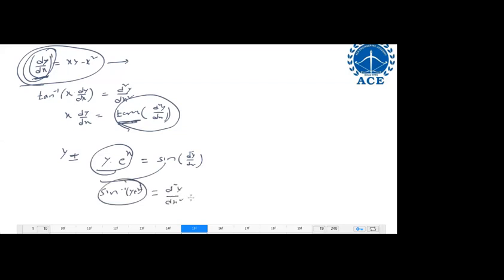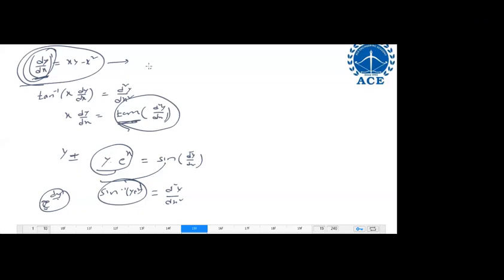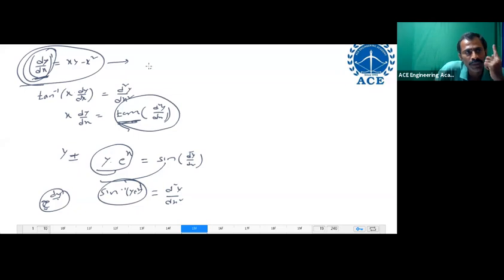Instead of e power x, if we have e power dy by dx, then we cannot write degree. Why, sir? Because e power dy by dx is a transcendental function, exponential is transcendental, and if this expansion contains infinitely many terms, then we cannot write degree. Remember one point: to write the degree of the differential equation, the derivative terms should be a finite number only. And also the power of the derivative should be a positive integer. That is a condition. Okay. Thank you, sir.